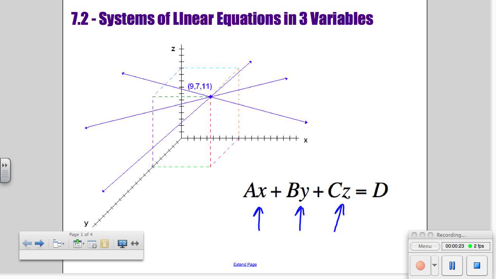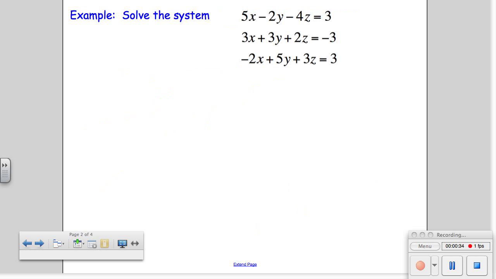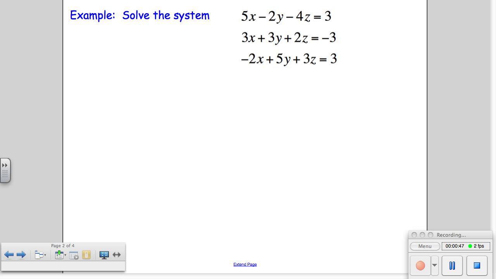We won't be doing that, but you can notice that we're going to need 3 lines, and it's going to be where the 3 lines cross. So we're trying to take 3 lines in 3 dimensions and see where they cross. In order to do that, we have to have 3 equations with 3 unknowns. When we had 2 unknowns, we needed 2 equations. 3 unknowns, 3 equations.